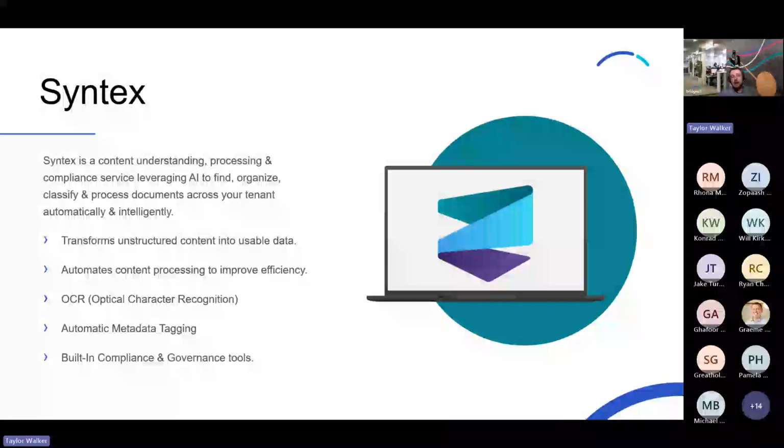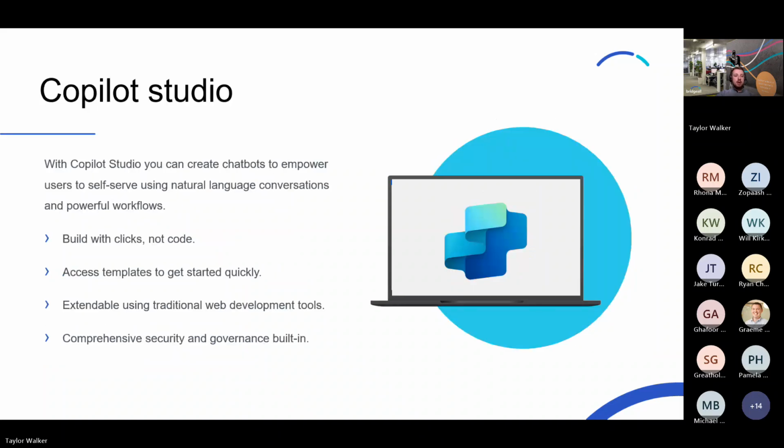So whether that is automatic metadata tagging, whether that's OCR, so if you've got a bunch of invoices to process and you want to get that information out into another app you've got, and there's a bunch of built-in compliance and governance tools as well. So if you wanted to pick up particular keywords across your documents, it can do so, and then you can take actions on those keywords later.